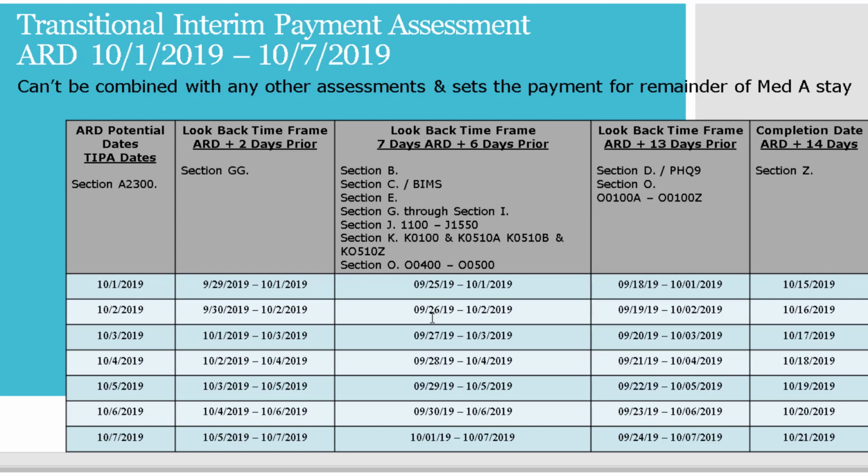The look-back time frame is different for each section of the Transitional IPA. Section GG has a 3-day look-back period. That is your ARD plus 2 days prior.